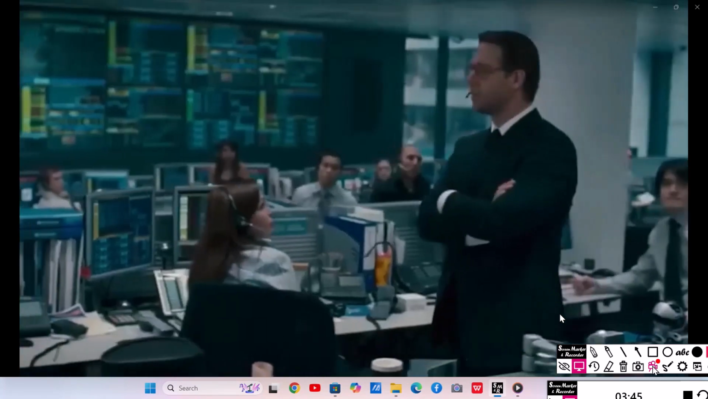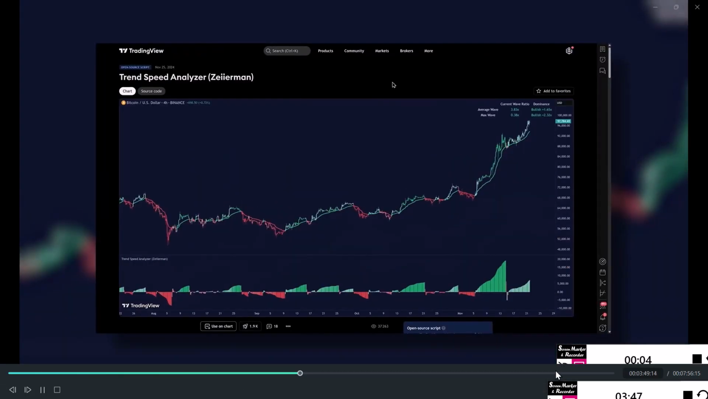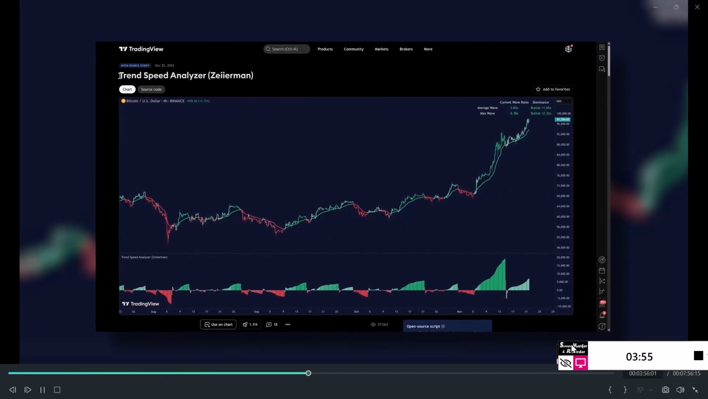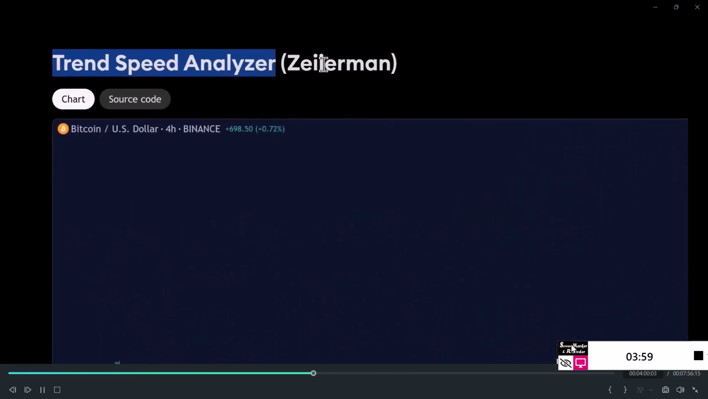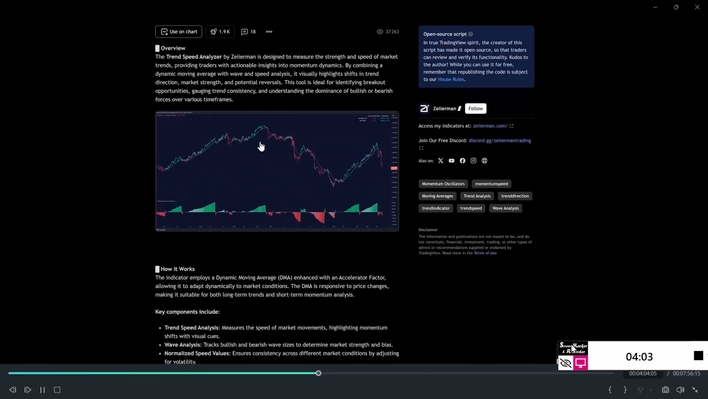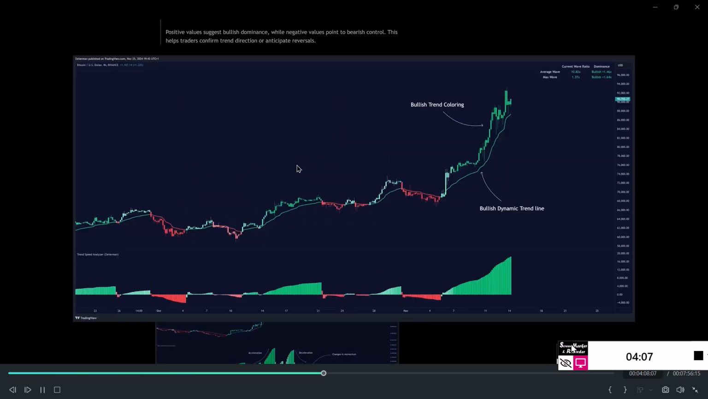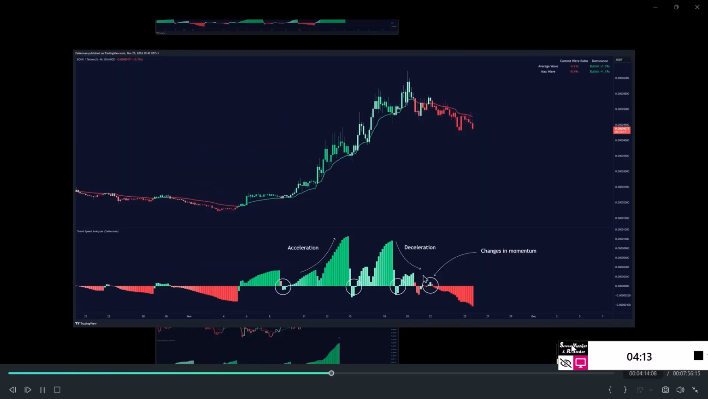On market momentum. But what if there was an indicator that tried to tackle this by looking at something most tools ignore? Today we're going to dive into a pretty unique indicator that does just that. This is a video about an indicator known as the Trend Speed Analyzer by Zierman. It's a tool that you can use to measure not just the direction of a trend, but its actual speed and acceleration, giving you a deeper insight into market dynamics. We're going to go over what this indicator is and how you can use it in your trading.